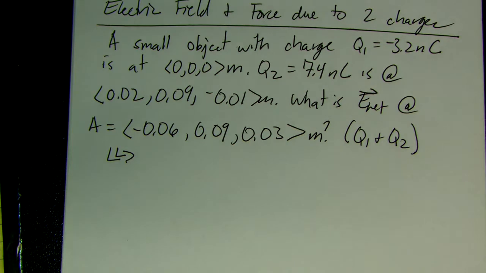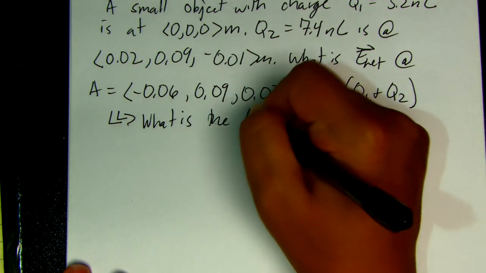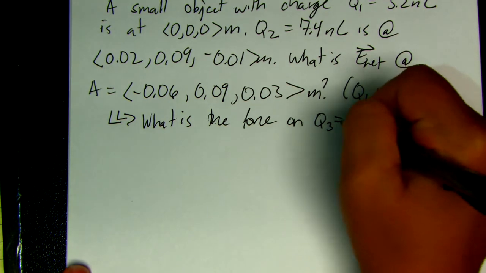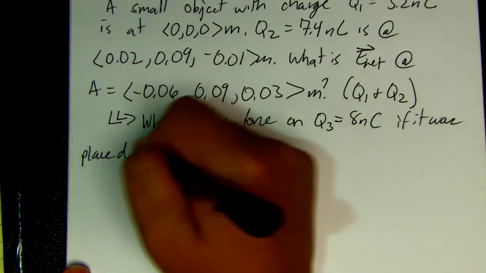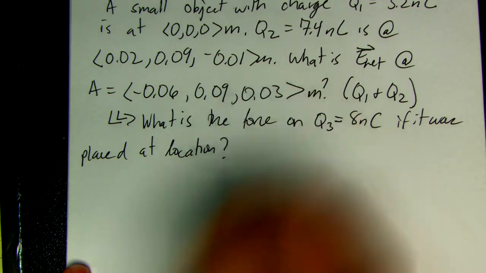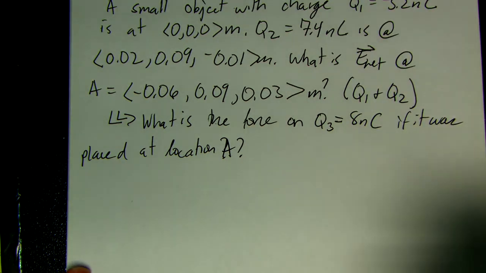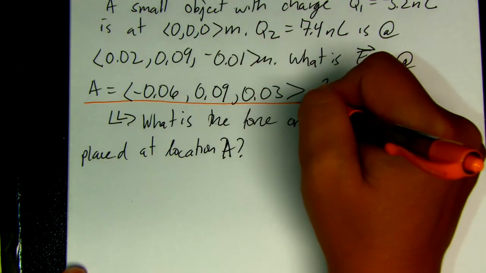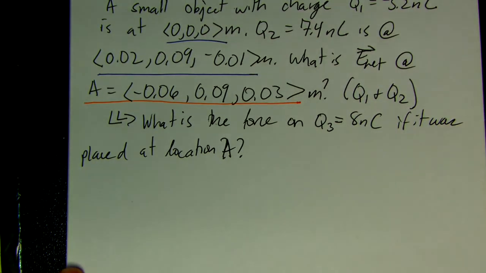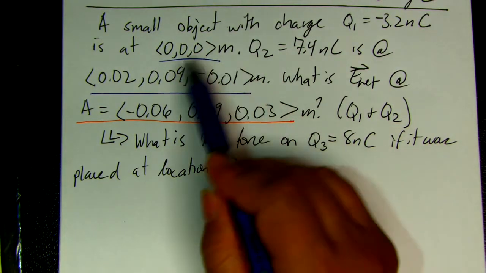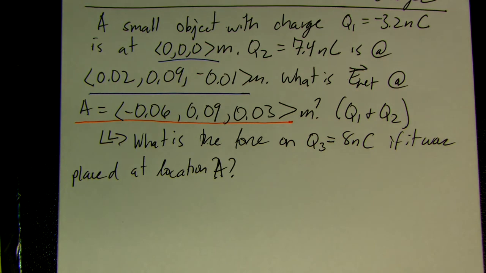Now, after we calculate the field, the next thing we want to know is what is the force on Q3, which has a charge of 8 nanocoulombs, if it was placed at location A. All right, so when we're reading a problem like this, it's really important we keep track of everything. So in this case, location A is our observation location. And then our sources are coming from the origin and this place here. So even though one of the charges is at the origin, we're not actually observing from the origin. We are observing from minus 0.06, 0.09, and 0.03.